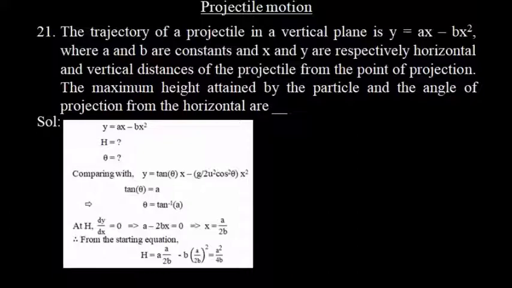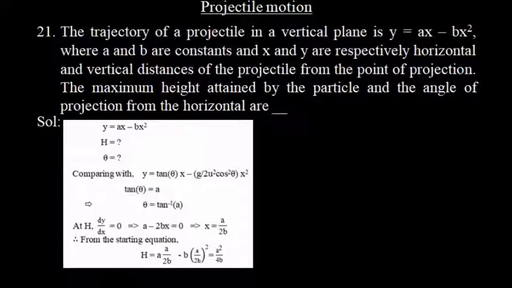Okay, they have given an equation for the projectile. We have to find the angle of projection from the horizontal and the maximum height attained. So first we write the equation y is equal to ax minus bx square. Then we have to find the maximum height capital H and the angle of projection theta.